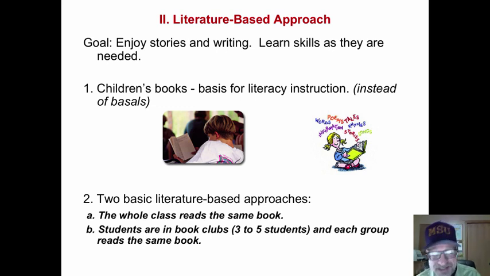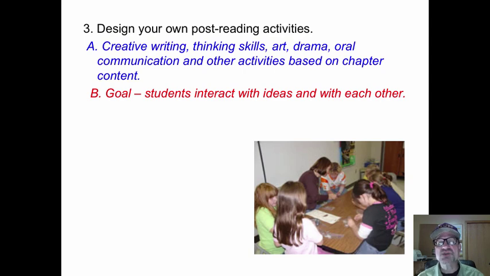And there are two basic approaches to the literature-based approach. The whole class can read the same book, multi-level, but then you have to create a scaffolded reading lesson so that students at varying levels can participate, or book clubs, 3 to 5 students in a group and each reading the same book. I just want to present you with an overview. I'm not going to give you all the specifics here because that would take about an hour and a half. But here, you create your own post-reading and pre-reading activities.